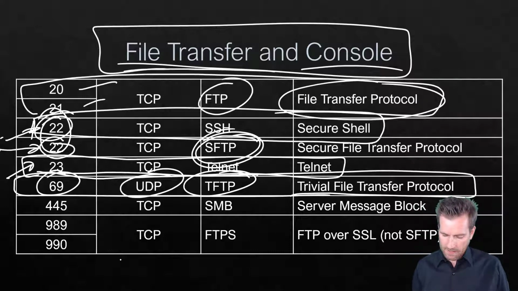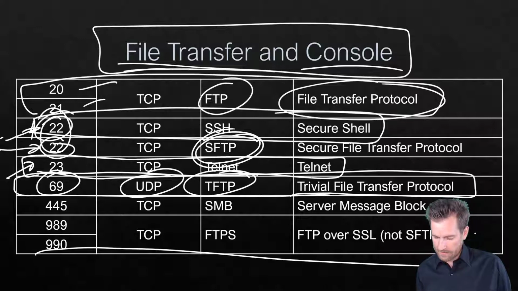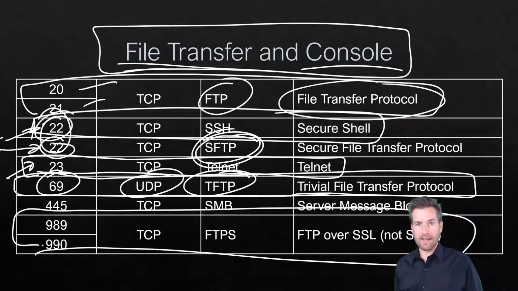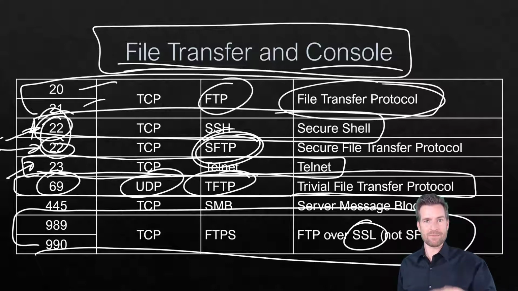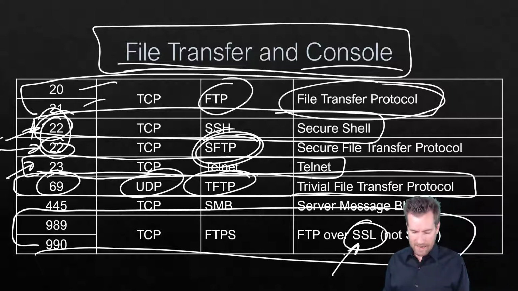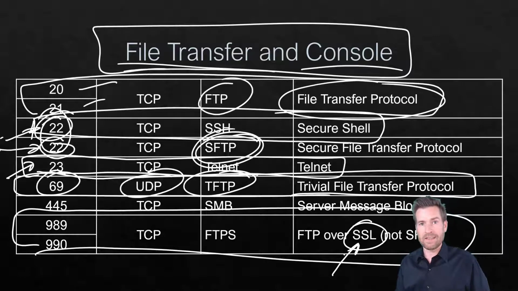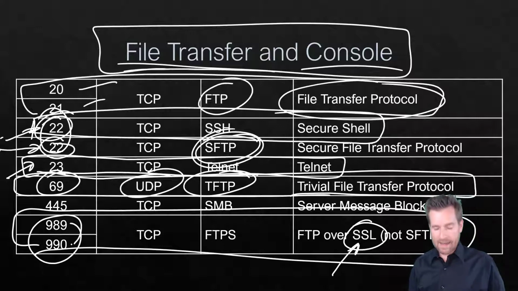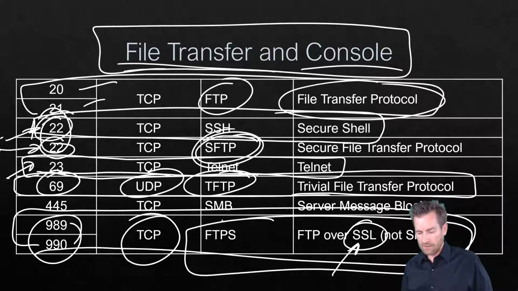Then we have FTPS. FTPS is FTP over SSL, although with a lot of these technologies we no longer use SSL. A lot of times it's incorporated into the name, but technically we don't use SSL, we use TLS instead. But we've kept it as SSL, so FTP over SSL. The SSL part is what secures it. This is ports 989 and 990. It uses TCP. And once again, that's FTPS, or FTP over SSL.